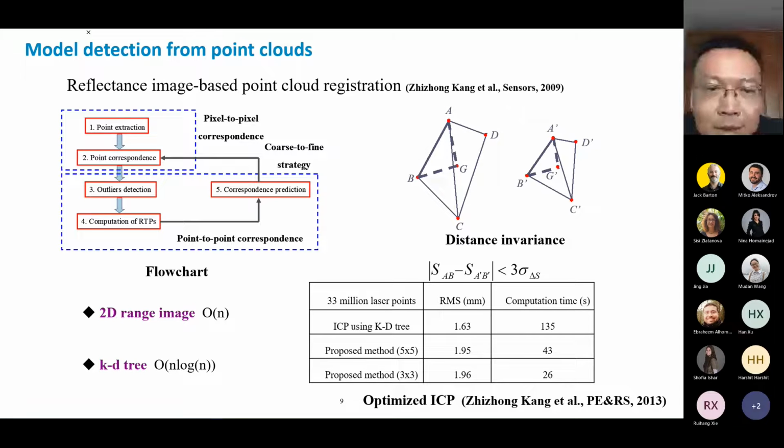And besides, we improved the searching strategy within the ICP. Instead of using a KD tree, we use the two-dimensional range image to improve the searching, which shows our proposed method has very high computational efficiency compared to ICP using KD trees. Next.